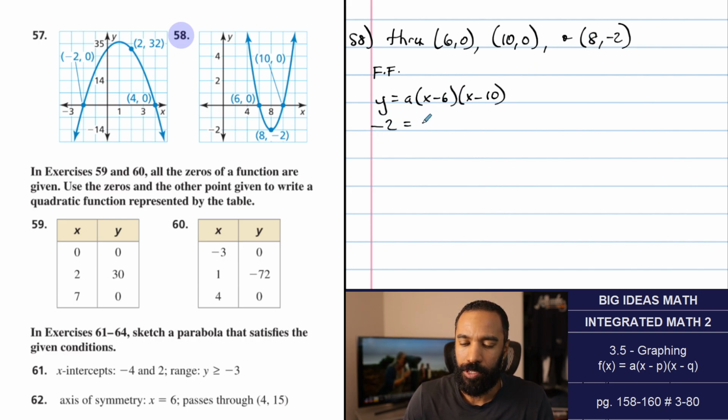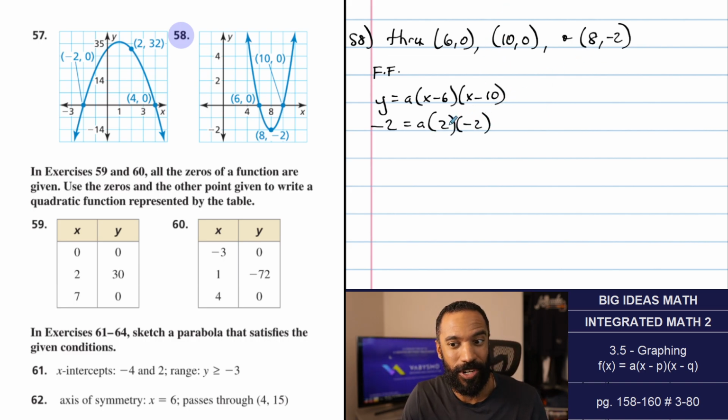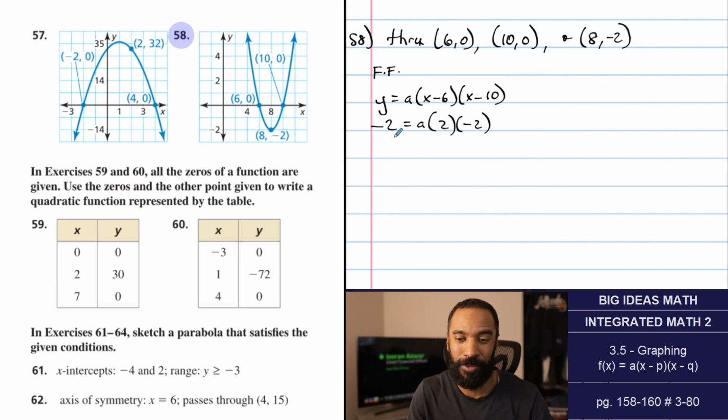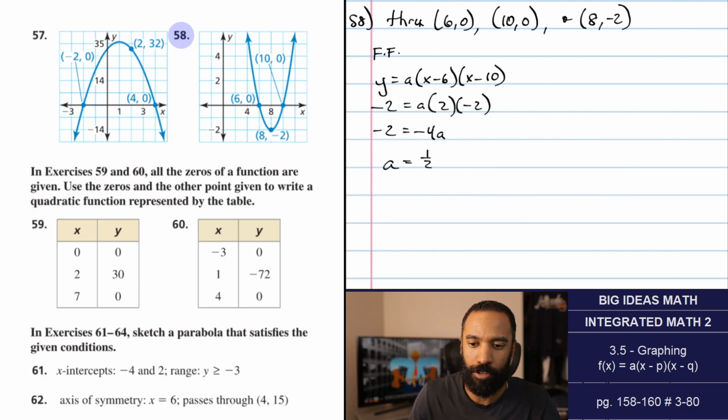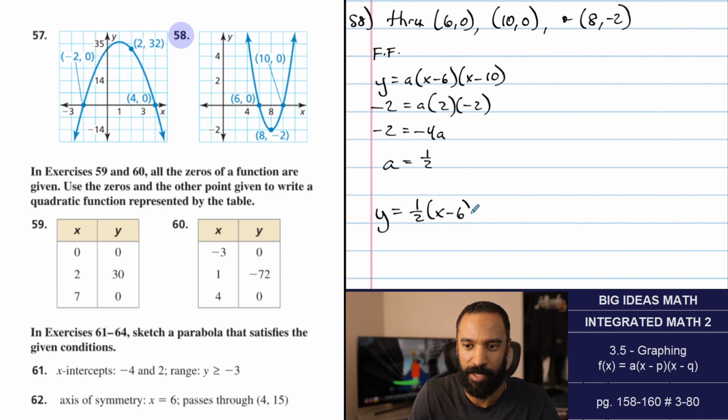Negative 2 equals a times 2 times 8 minus 10 is negative 2. Oh yeah, it's a vertex, right? We should have gotten opposite values. So negative 2 equals, and this is fine, negative 4a. It'll be a fraction. This is the one I expected. A is 1/2. There we go. So the factored form of this equation is y equals 1/2 times x minus 6 times x minus 10, which is a fine answer. I'll box it.